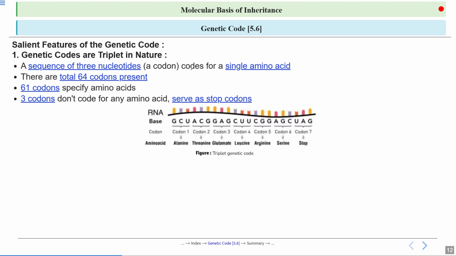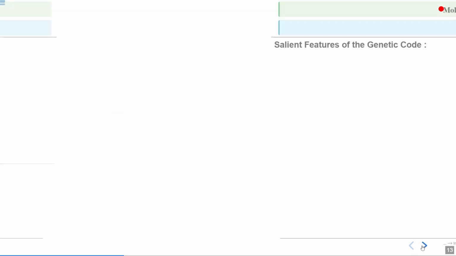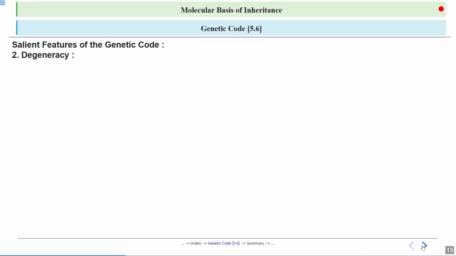So what we are saying is that the first salient feature of this genetic code is that it is a sequence of 3 nucleotides, what we call together a codon, and this is going to code for a single amino acid. We have studied that there are 64 codons present, of which only 61 specify or code for amino acids, whereas 3 codons will not code for any amino acid, but if they are present, it means now stop the translation. It means they are acting as stop codons.